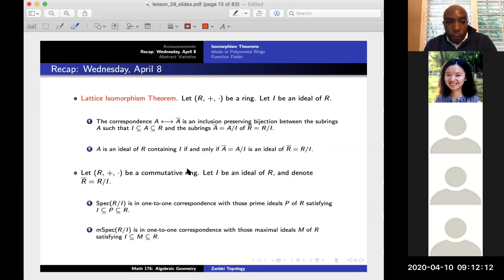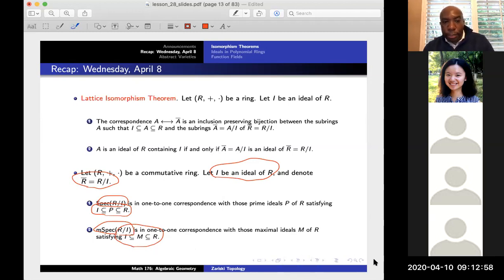Here's one direct application of the lattice isomorphism theorem. Let's pick a commutative ring R and let I be an ideal of this commutative ring. Then we can talk about the new ring R bar. If I look at the prime ideals of R bar, those correspond exactly to the prime ideals of R wedged between I and R. Similarly, the maximal ideals of R bar are the maximal ideals of R wedged between I and R. So if I want to know something about the spec of R bar, I just need to know something about the spec of R. And if I want to know something about the M spec of R bar, I need to know something about M spec of R. We're going to use these two concepts later on today as well.